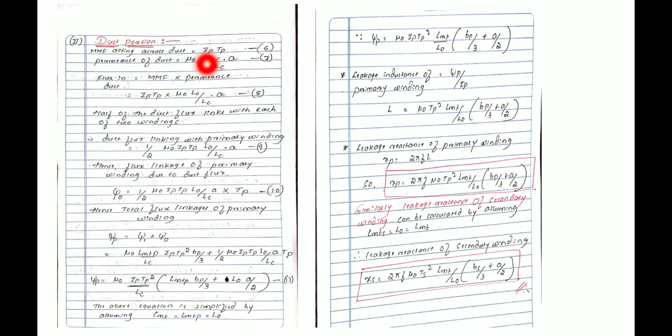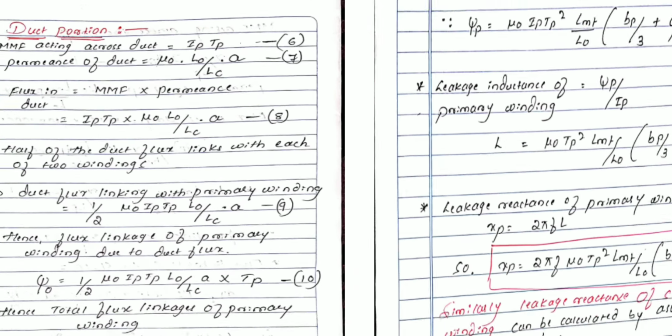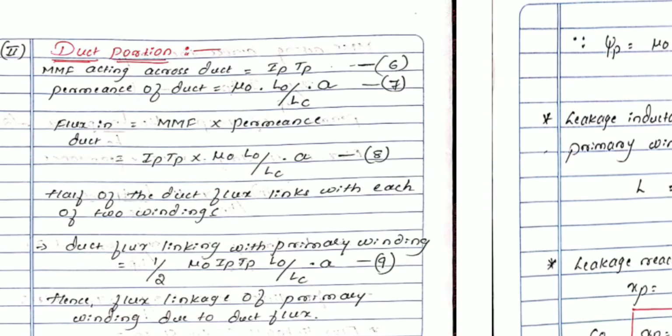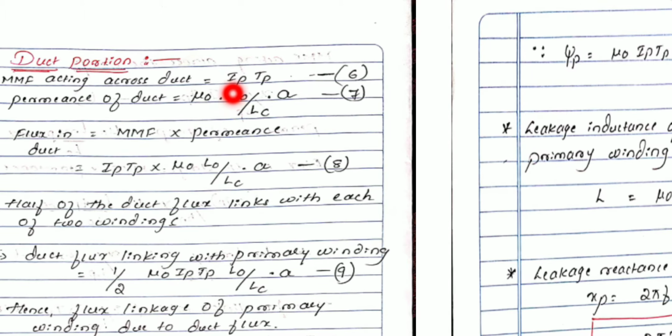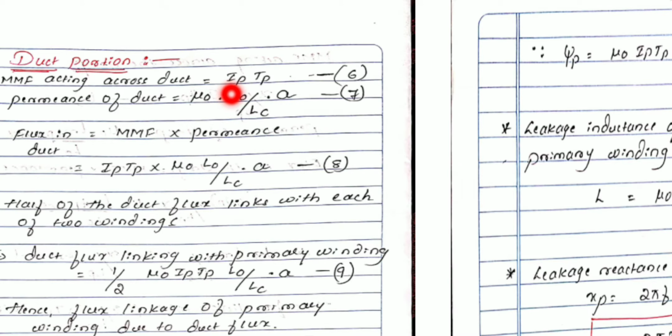Duct side, with respect to primary only, everything I am doing here. So, getting my point: this is the primary side, the duct portion, some space I am considering here. The mmf acting across the duct will be ampere turns, nothing but mmf, nothing but IpTp. Call this equation 6.